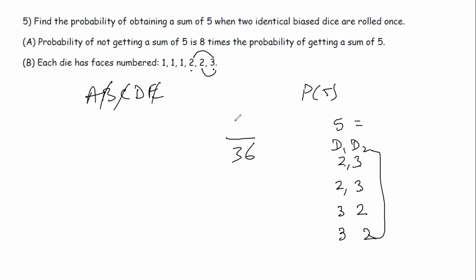So B also answers the question. B also answers the question. So therefore, both of them answer. So the answer is D, okay?